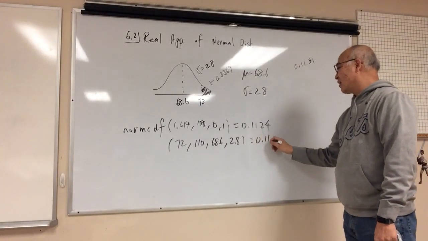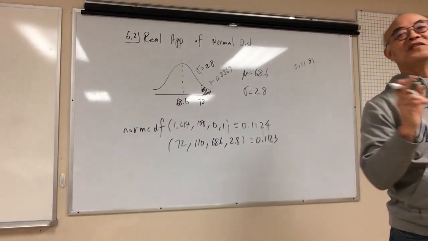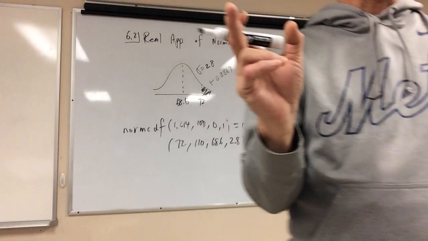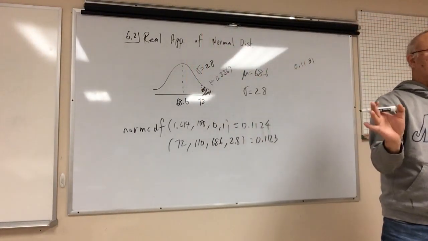Oh, what does that mean? You don't need to find the z-score. If I'm using the calculator, I can get rid of that intermediate step altogether.